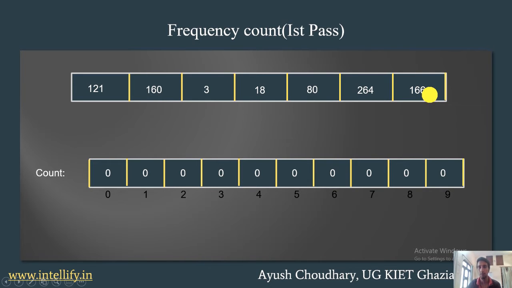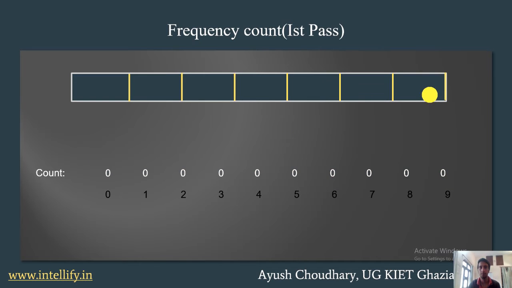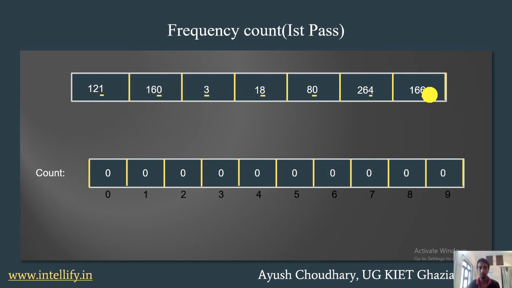So in this first pass, we will take only the unit place digits and sort all the elements based upon them. Then we will have another array called the count array. It counts the occurrence of each digit in the unit place, right? So basically it is counting the frequency.